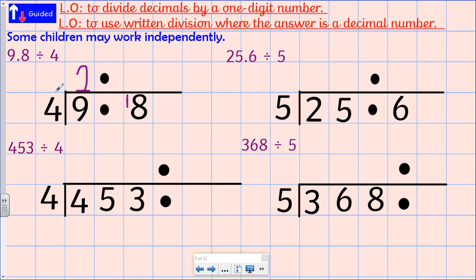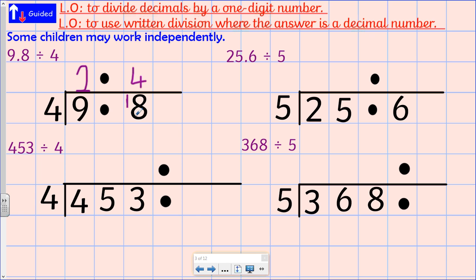So we're saying, how many 4s are there in 18? 18 divided by 4. So again, I'm thinking about my times table facts. I know that 4 times 4 is 16. 4 times 5 is 20. That's too many. So it's got to be 4 lots. So 4 times 4 is 16, but I had 18. I'm going to have to exchange again. I'm going to have to keep moving on.